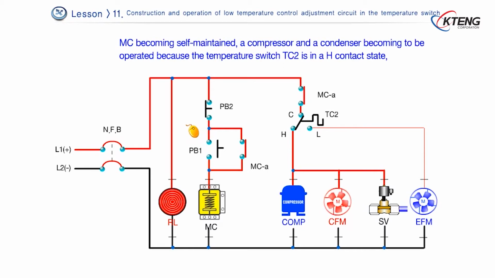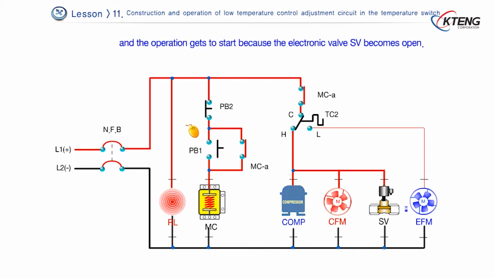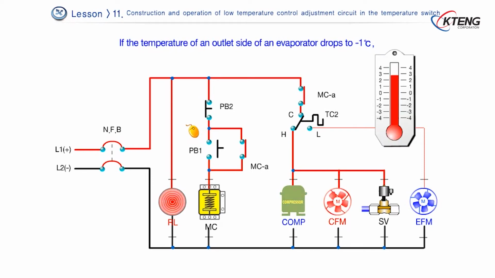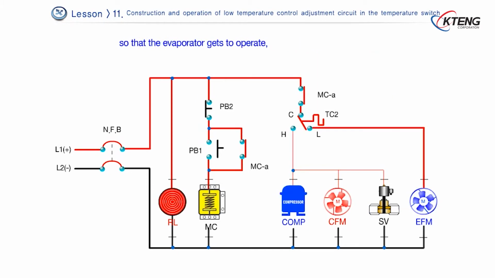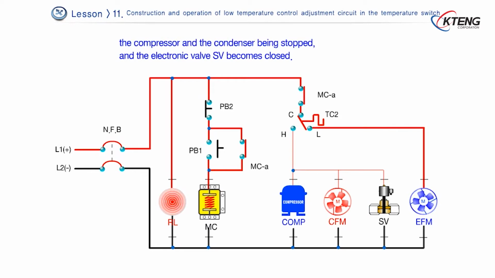be operated because the temperature switch TC2 is in a H contact state, and the operation gets to start because the electronic valve SV becomes open. If the temperature of an outlet side of an evaporator drops to -1 degree Celsius, the temperature switch TC2 is changed to the L contact so that the evaporator gets to operate, the compressor and the condenser being stopped, and the electronic valve SV becomes closed.